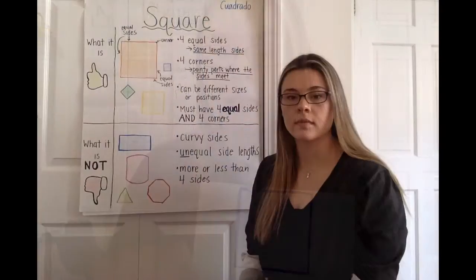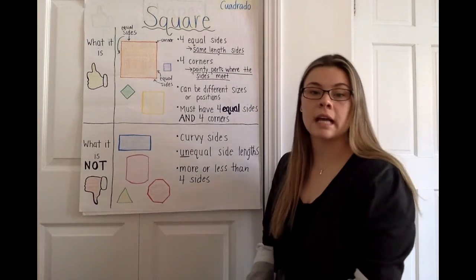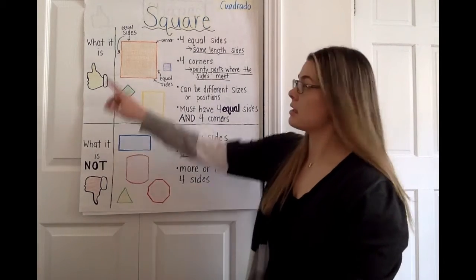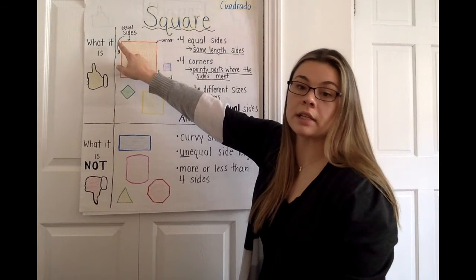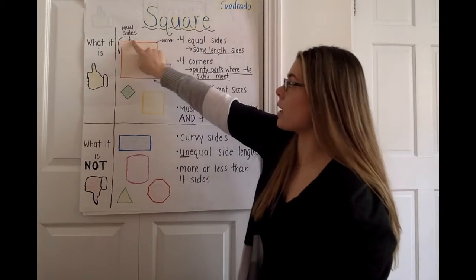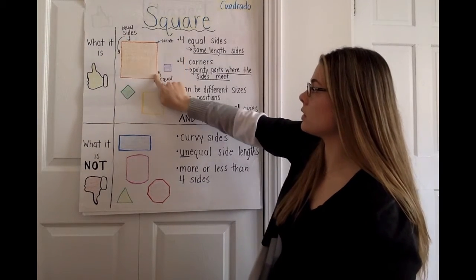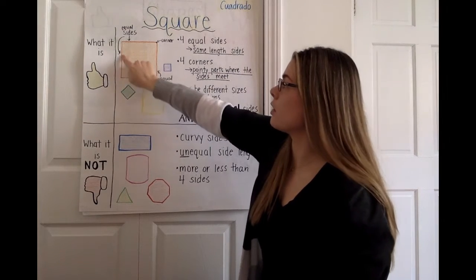Next, I want to look at where the sides meet together. Those points are called the corners or the vertices. They are the pointy parts where the sides meet each other. So let's look at the sides of a square together. Let's count how many sides a square has. Count with me. 1, 2, 3, 4.